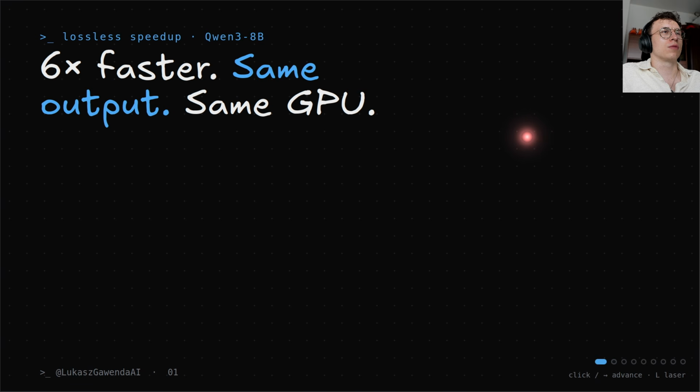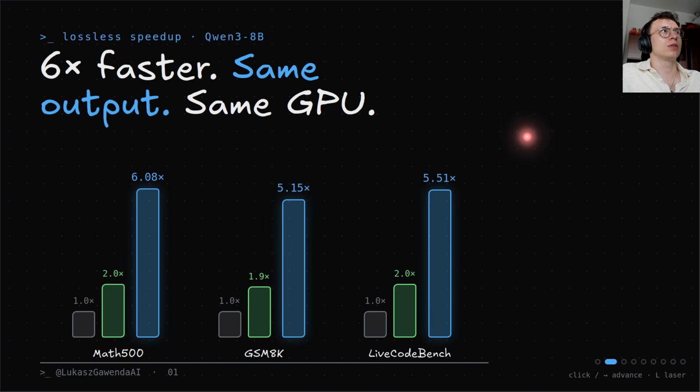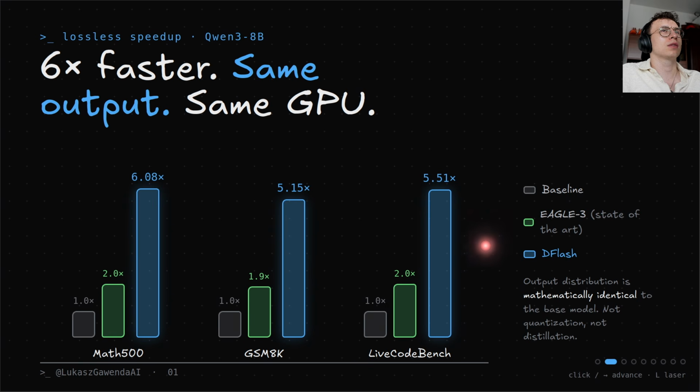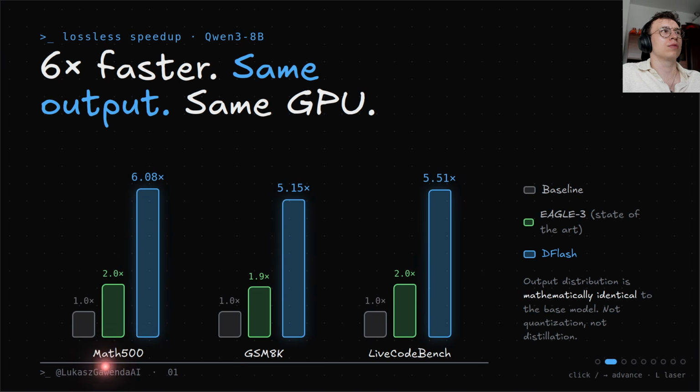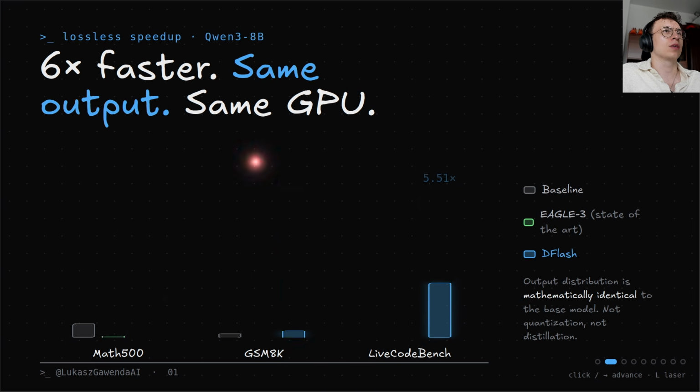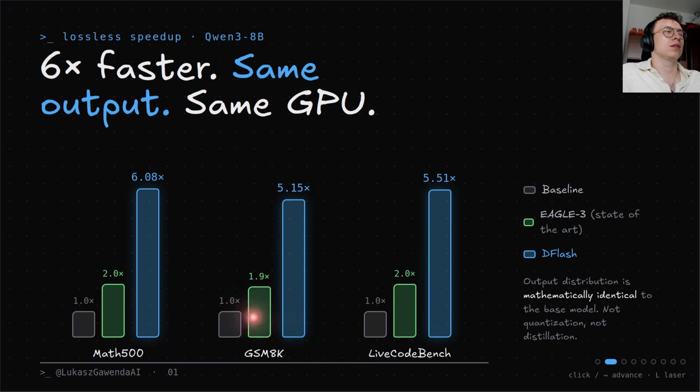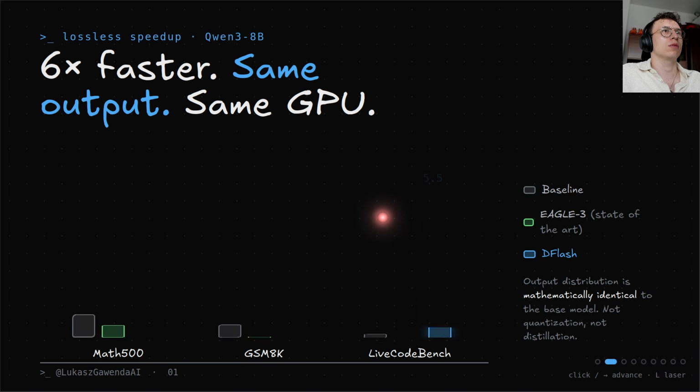So let's start with numbers because they are the reasons we are here. As we can see, in blue we have the DFlash speedups compared to EAGLE and then the baseline on different benchmarks: MATH-500, GSM8K and LiveCodeBench. And as we can see, this was the state of the art. And now we have multiples of this. And we'll find out later how it was achieved.